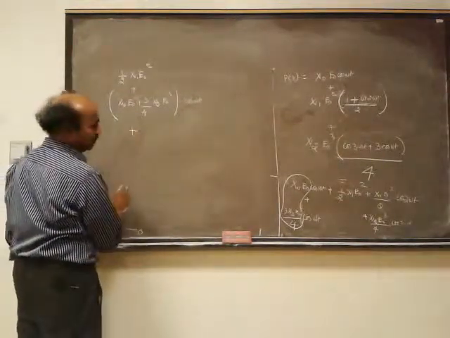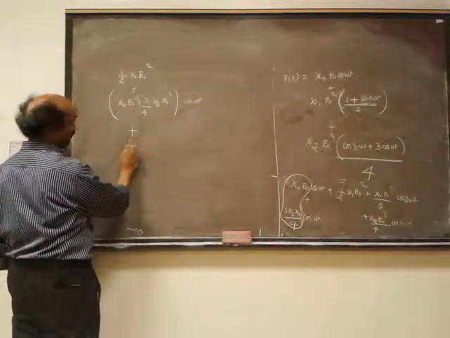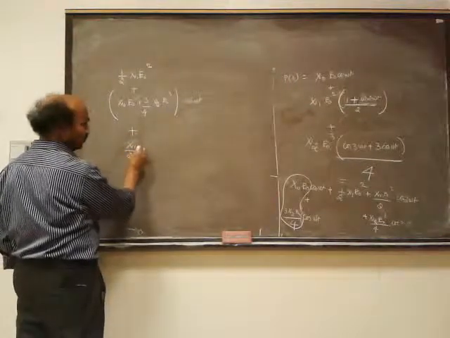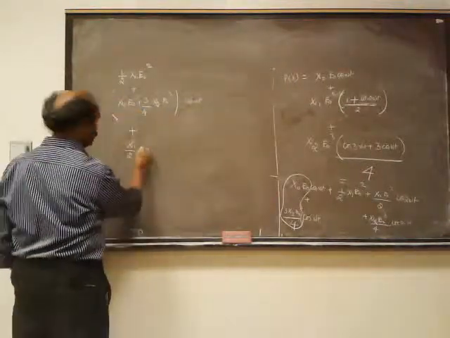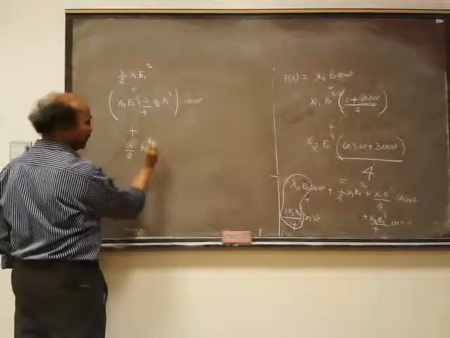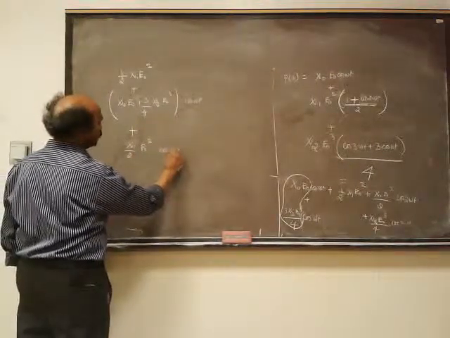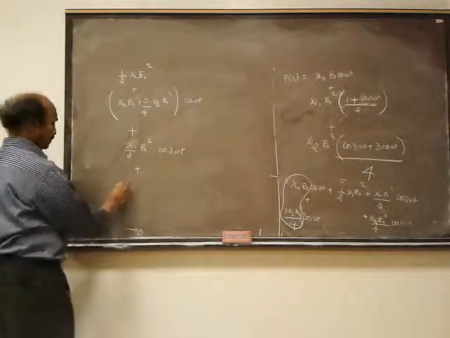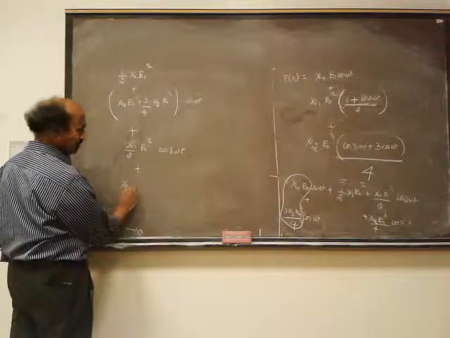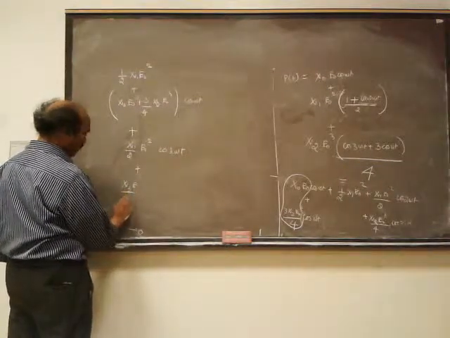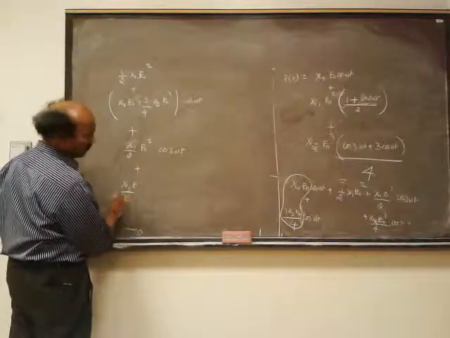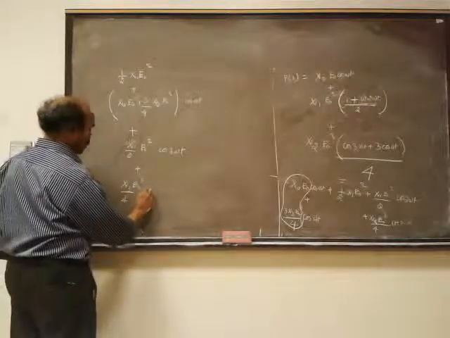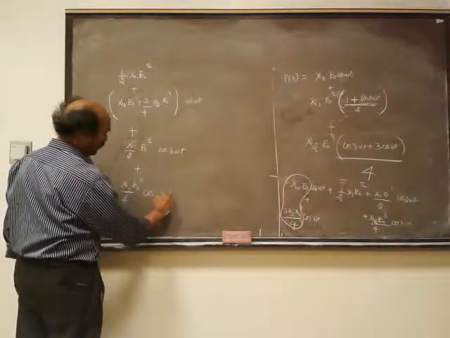Plus half chi 1 by 2 e naught square cos 2 omega t plus chi 3 over 4, sorry, A naught q cos 3 omega t.